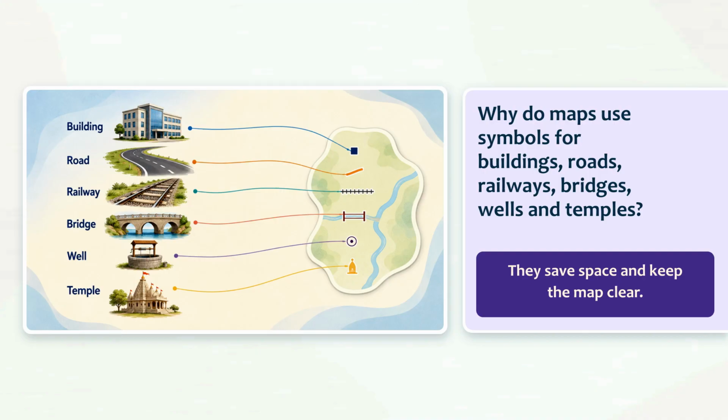Use the size difference in the image. Why do maps use symbols for buildings, roads, railways, bridges, wells, and temples? The paired pictures reveal the purpose. They save space and keep the map clear. Each small mark stands for a much larger feature. Next, we will see why these map marks are called conventional signs.